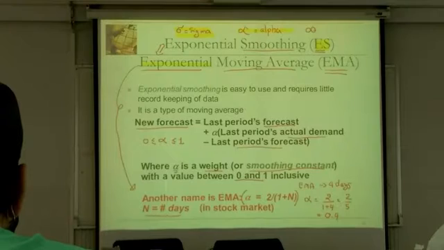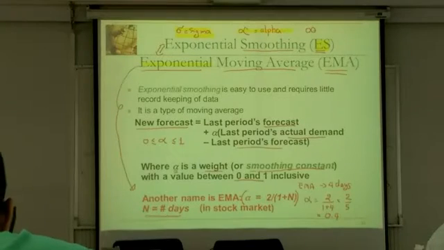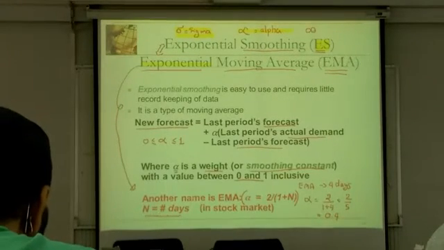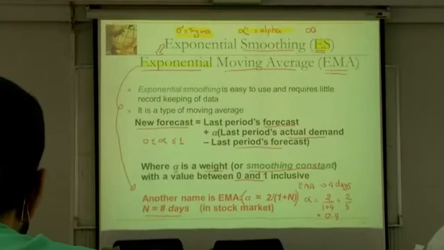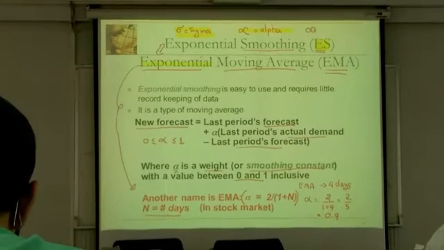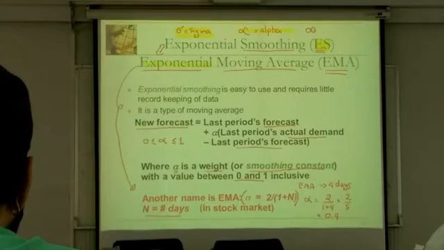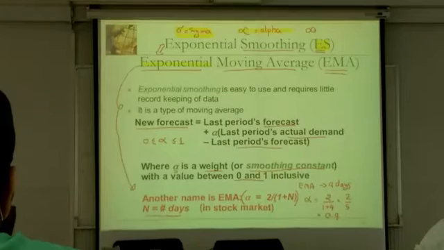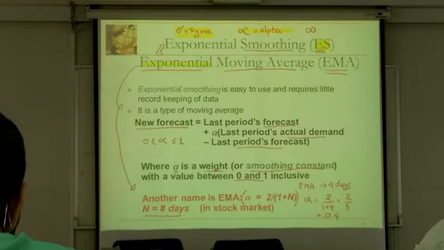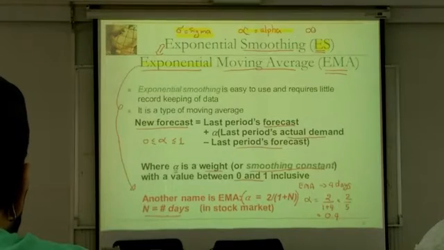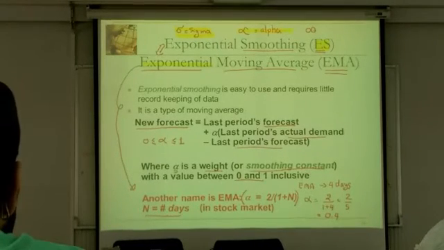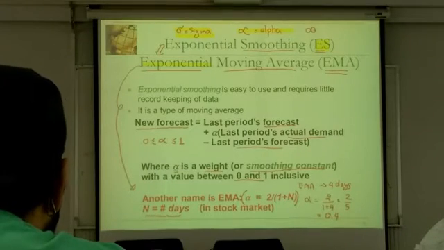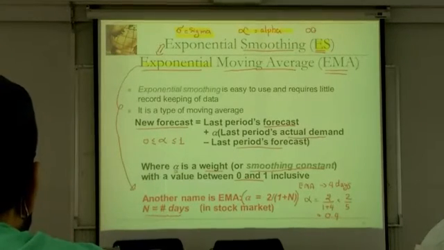So in this one, the parameter is going to be this sigma. Oh, sorry, it's alpha, not sigma, alpha, like that. Okay, you're not going to see sigma in the equation, you're going to see alpha. Alright, so the forecast is going to be equal to the last period forecast, plus alpha multiplied by last period actual demand, subtract last period forecast, where alpha is between 0 and 1. Alright, and this alpha has a name which is called a weight or smoothing constant.